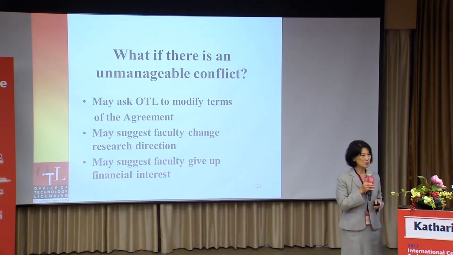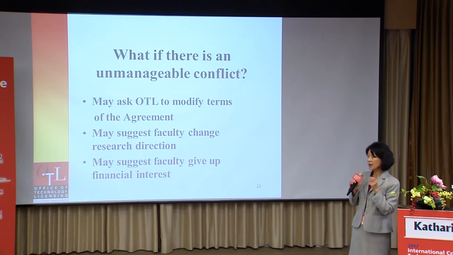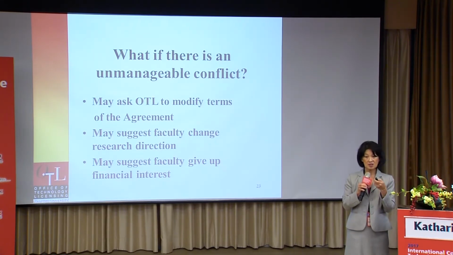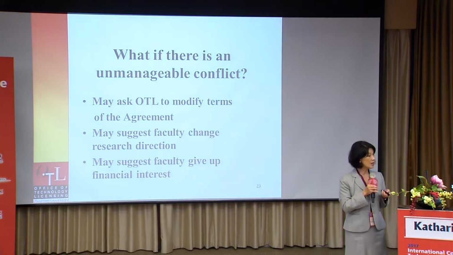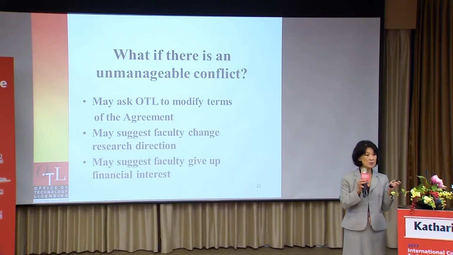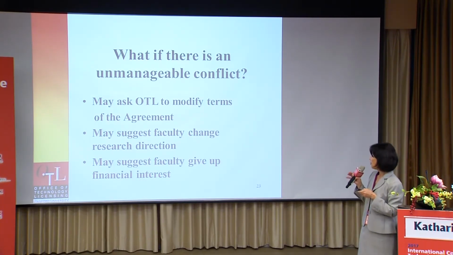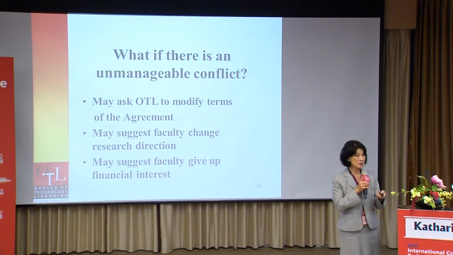What if there's an unmanageable conflict? Then they might ask OTL to modify the agreement, just as was described with MTAs. They might say only a non-exclusive license. They might say limit the field of use, limit the term of the license, limit the field of exclusivity. They might ask faculty whether they would like to change the research direction. We've had one case where the faculty was asked to change the research direction because the research in the lab was so directly affecting the company. And so they changed direction. It's at their willingness to do that.